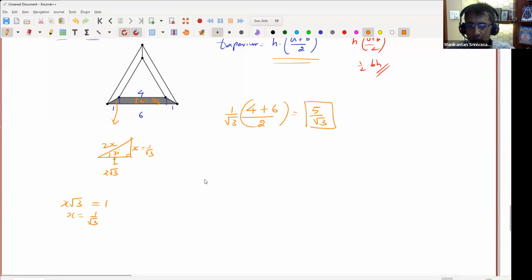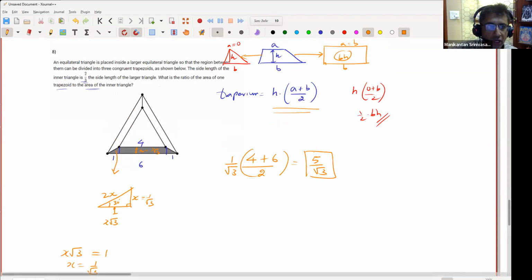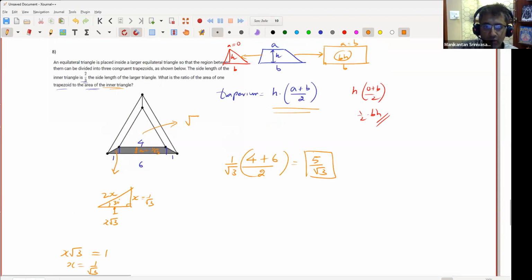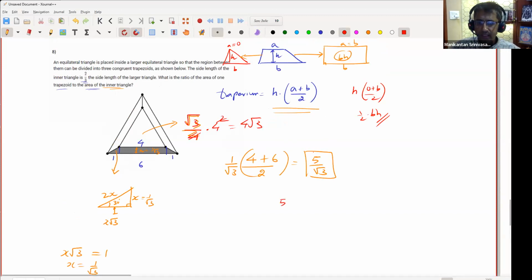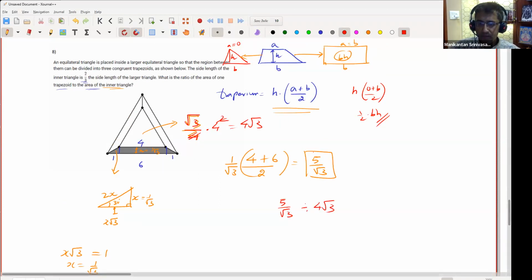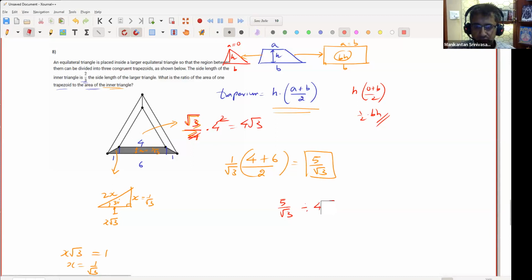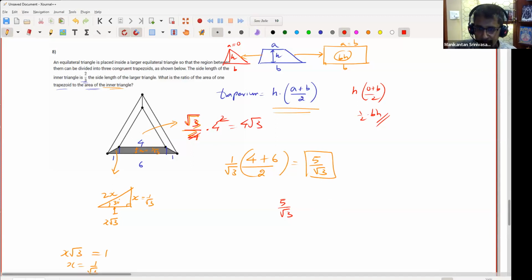5 upon root 3. Okay, and a ratio of what to what? The trapezium to the area of the inner triangle. Inner triangle is easy, right? Root 3 by 4 into side square. Side was 4, so 4 square, which is 4 root 3. And therefore, the ratio that I'm seeking is 5 upon root 3 divided by 4 root 3. I'll just put the 4 root 3 at the bottom. So indeed, it's 5 is to 12. Well done.